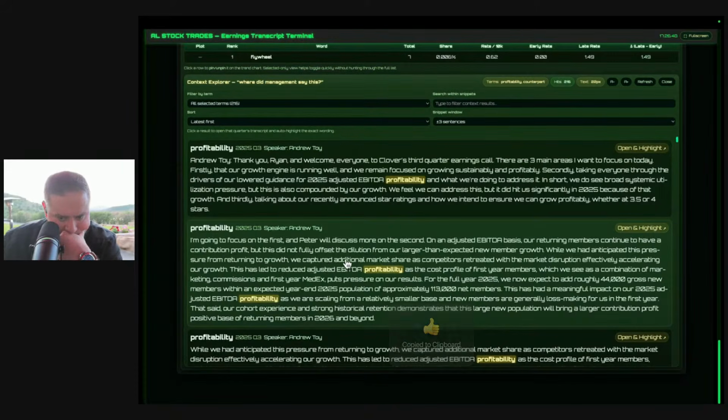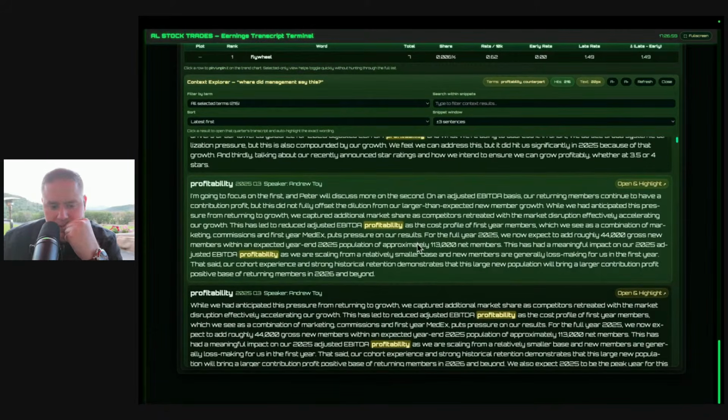From returning growth, we captured additional market share as competitors retreated, with the market disruption effectively accelerating our growth. This has led to reduced adjusted EBITDA profitability as a cost profile of first-year members, which we see as a combination of marketing, commissions, and first-year MedEx puts pressure on our results. For the full year 2025, we now expect to add roughly 44 net gross new members with an expected year-end 2025 population of approximately 113 net members. This has had a meaningful impact on our 2025 adjusted EBITDA profitability as we are scaling from a relatively small base.